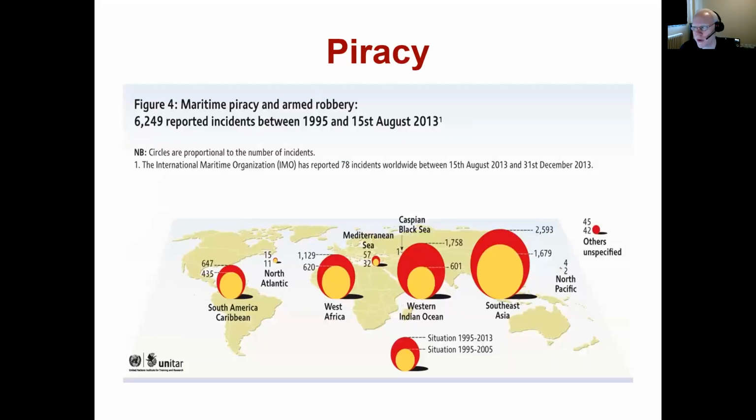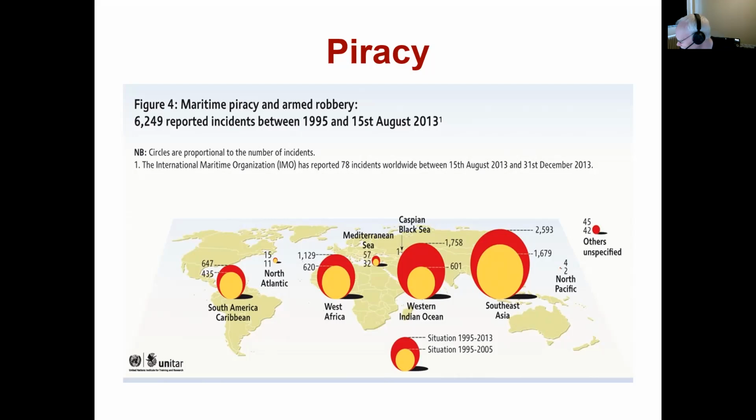So we talked about one of the primary purposes being controlling sea lanes. So here we've got a map of piracy around the world. So maritime piracy and armed robbery. So there were 6,249 reported incidents between 1995 and 2013 of piracy around the world. So while many of our movies or stories about pirates go back centuries, piracy continues to be a problem, if anything, a growing problem in many parts of the world.